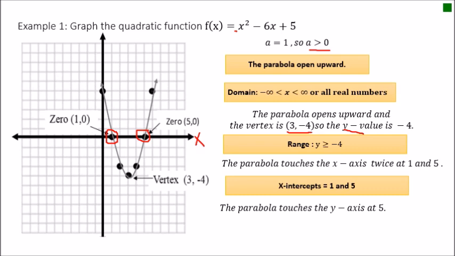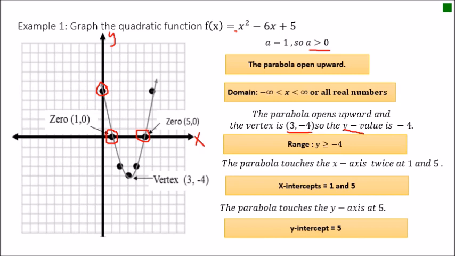Now, the parabola touches the y-axis at 5. This is our y-axis. Okay? And the parabola touches it once. So, it passes through 5. So, the y-intercept is 5.